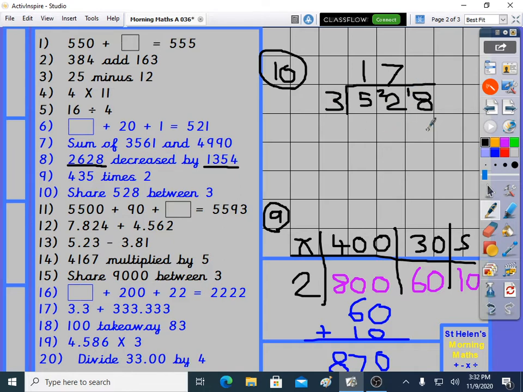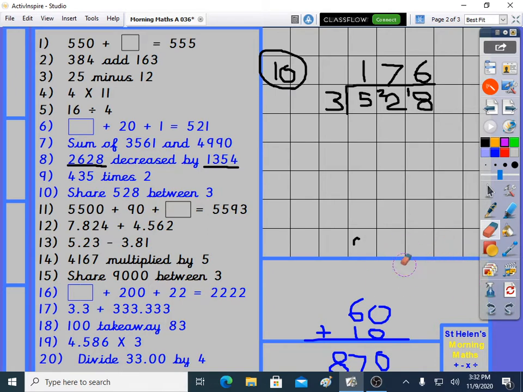How many 3's fit into 18? 3, 6, 9, 12 and 15, 18, that is 6. So we get 176. And we can go on to question 11.